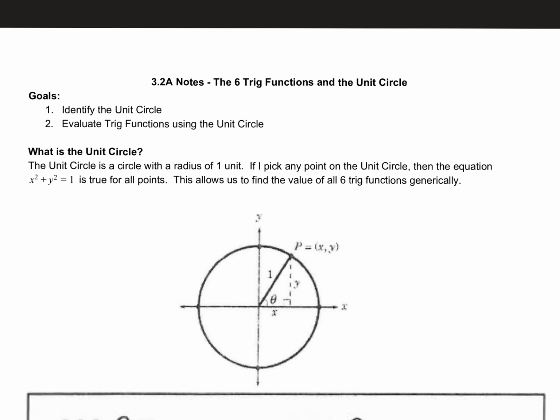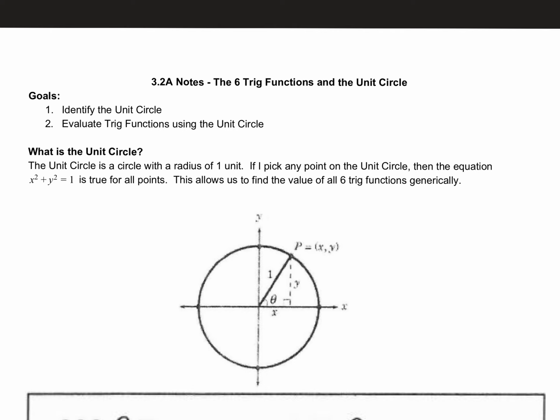All right, so now we're going to begin looking at the unit circle and using it, as well as learning about some more trig functions that maybe you haven't heard of yet before. So our two goals for today are to identify the unit circle and evaluate trig functions using the unit circle.